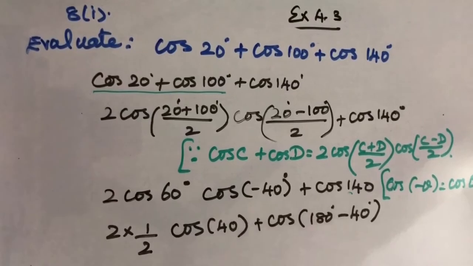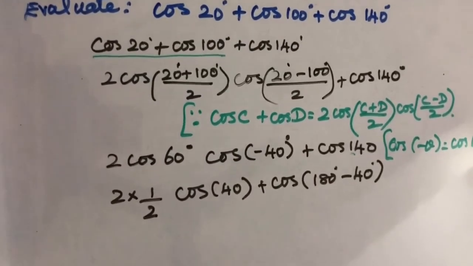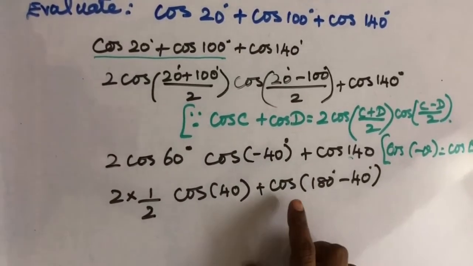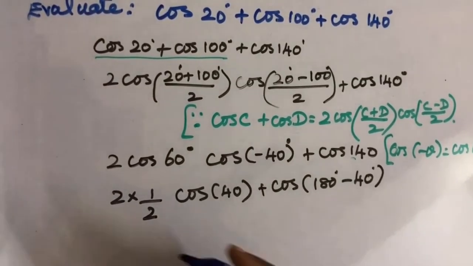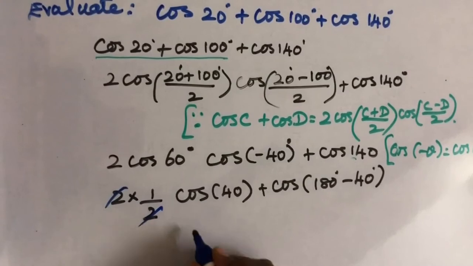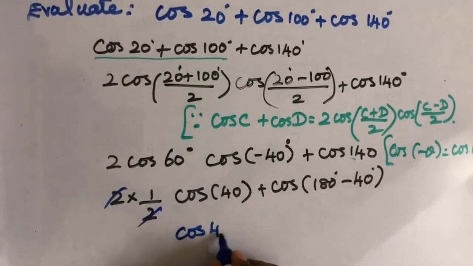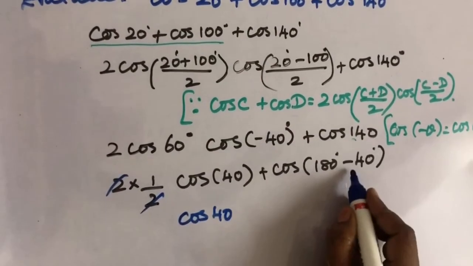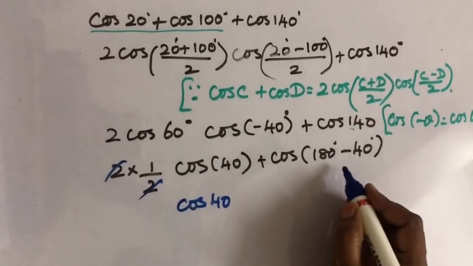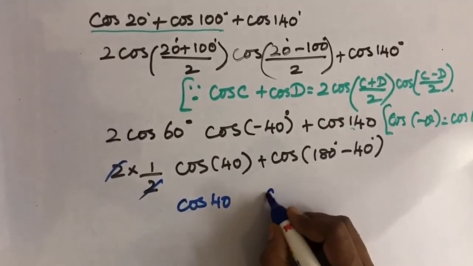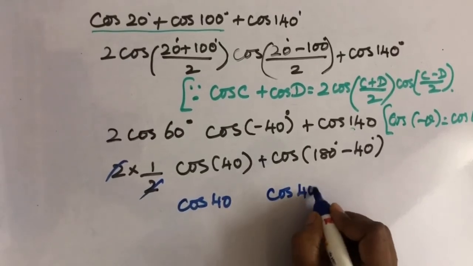To relate it, okay, cos 40, cos 180 minus 40. So, 2 and 2 will get cancelled. Here we have cos 40. Here cos 180 minus 40. When 180 minus comes, there is no change in the trigonometric ratio. So, it is cos 40 only.